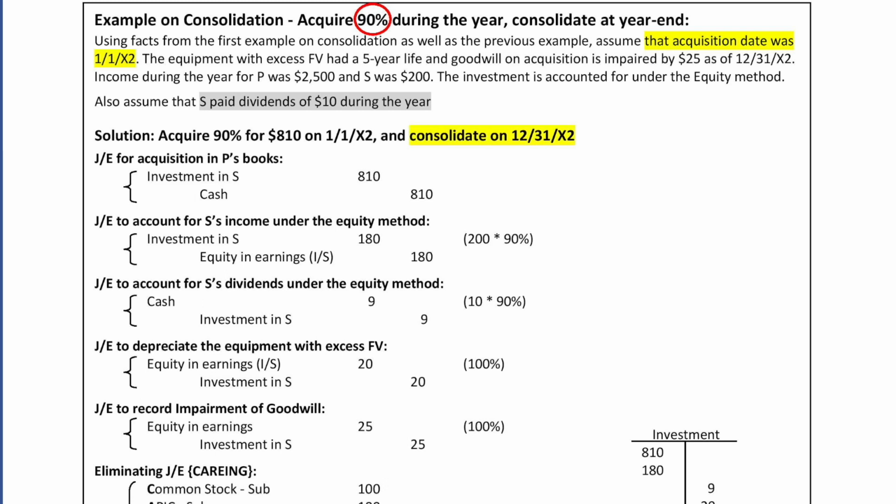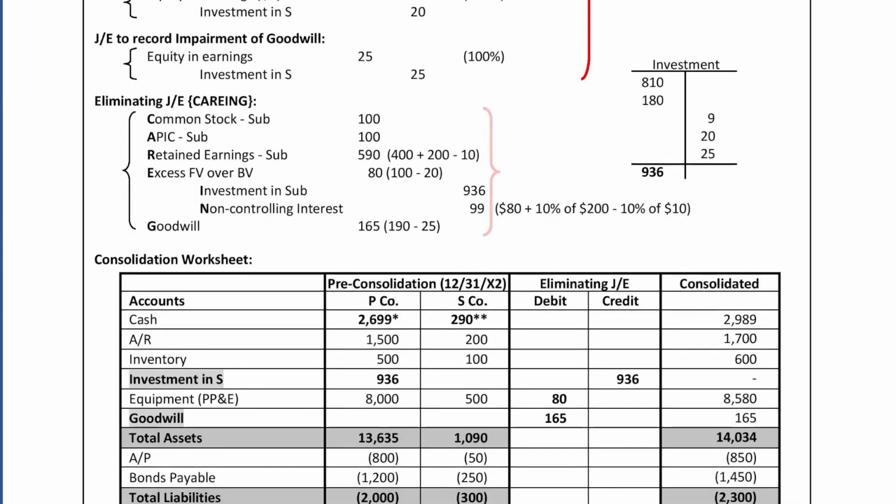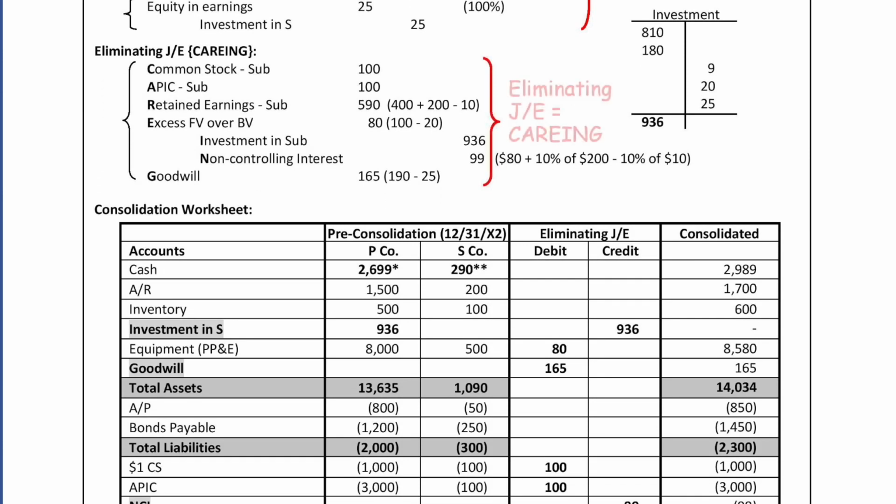Now, during the year, the parent decides to use the equity method for the investment in subsidiary. So, in the parent's books, you're going to put the bracket around those 5 journal entries and write equity method during the year. At the end of the year, before consolidation, we need to prepare the eliminating journal entry. So, draw a bracket and write eliminating journal entry equals CARING.